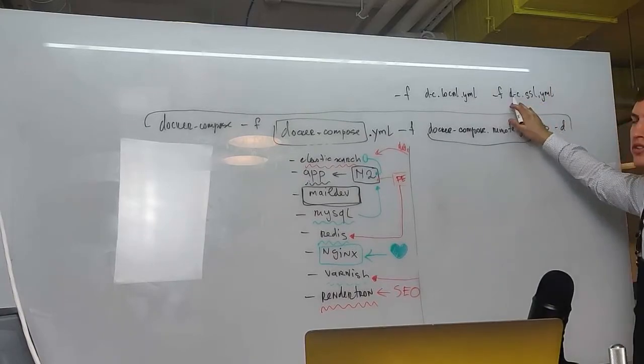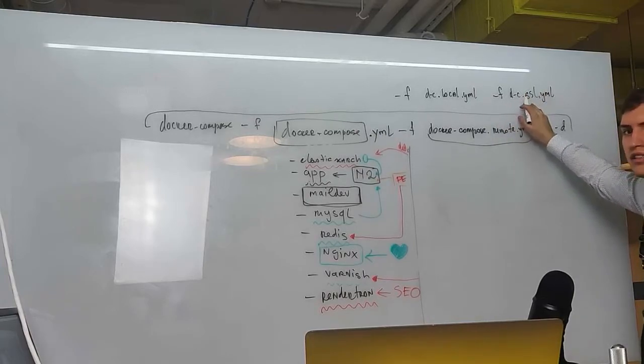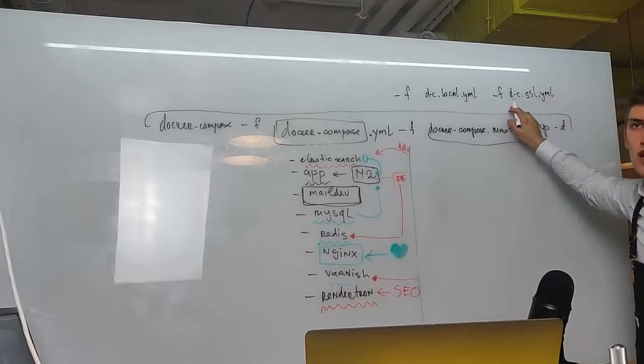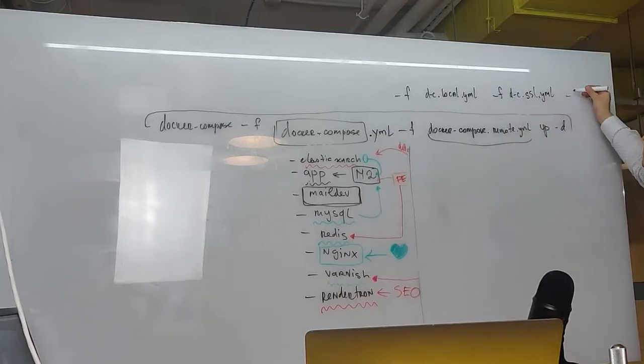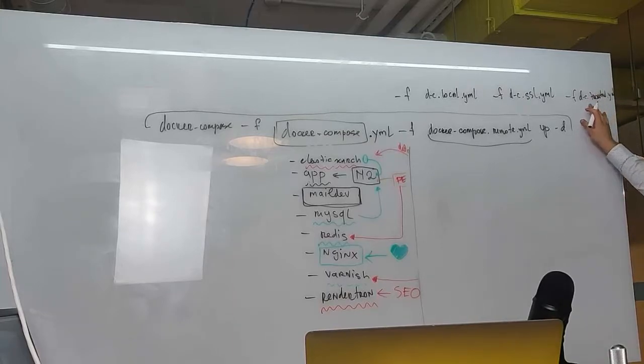This is required because you want to mount your self-signed certificate to test the service worker. Remember, the service worker and the PWA itself only work in a secure connection, so on HTTPS. And finally, -f docker-compose.frontend.yaml. This is the requirement if you go for frontend development.